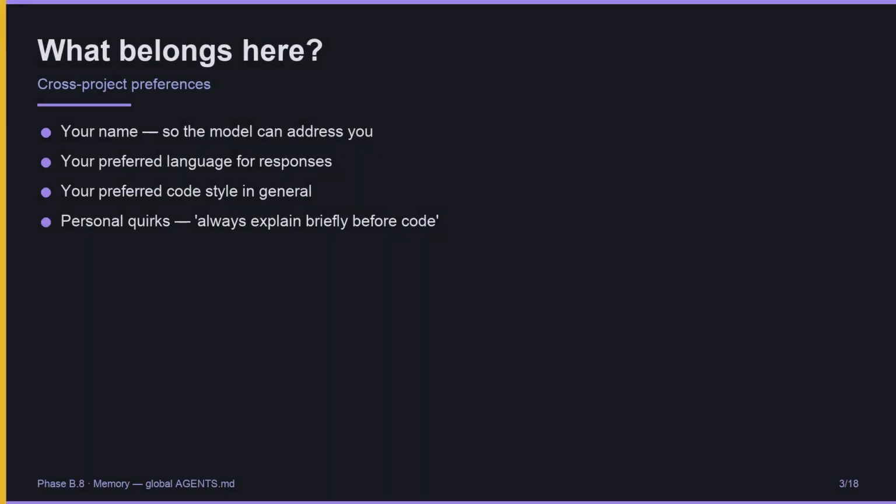What belongs in the global file? Cross-project preferences. Your name, so the model can address you. Your preferred language for responses, British English, for example. Your preferred code style in general, type hints everywhere, always include docstrings. Personal quirks, always explain briefly before writing code, never use single-letter variable names. Anything that doesn't change between projects.